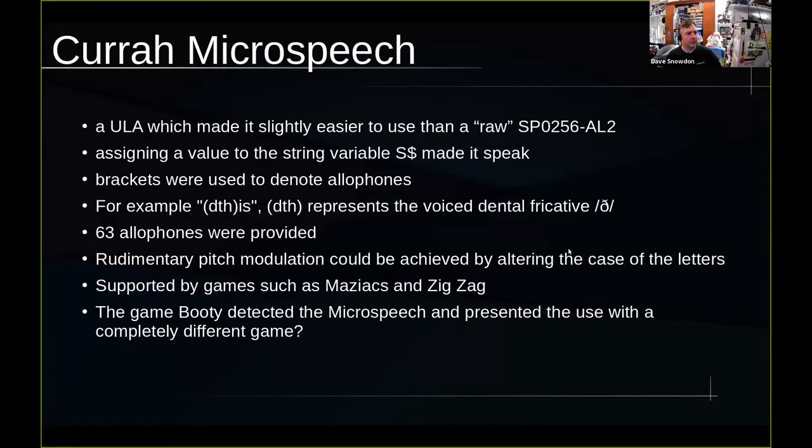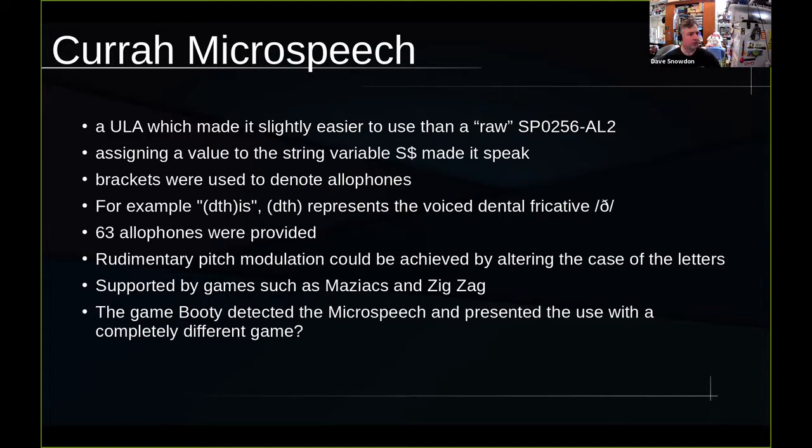So how did it work? It had a ULA, so it wasn't just the raw SP0256 chip. And it basically grabbed the top area of the Spectrum RAM, and in BASIC at least, you could assign this reserved variable to make it speak.